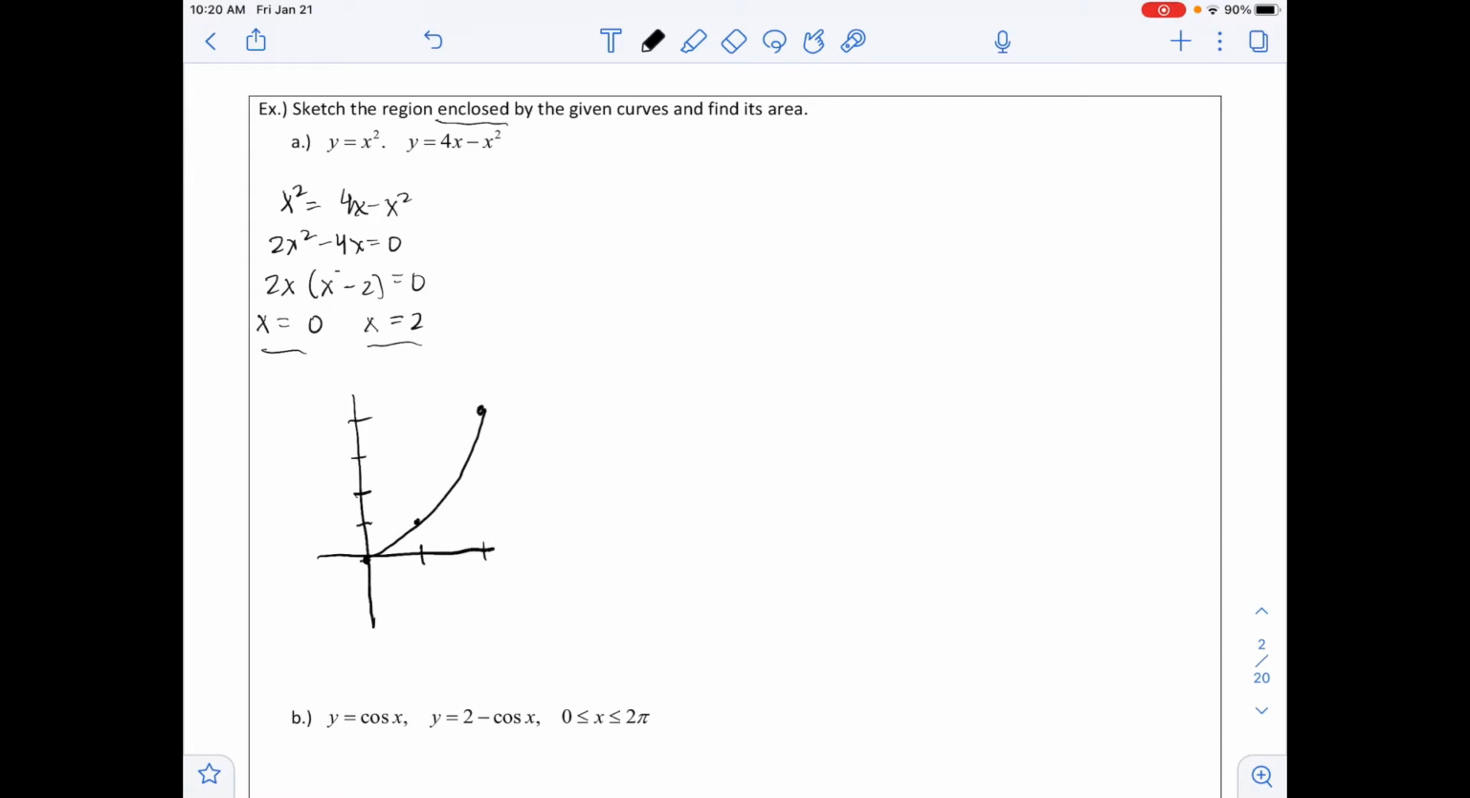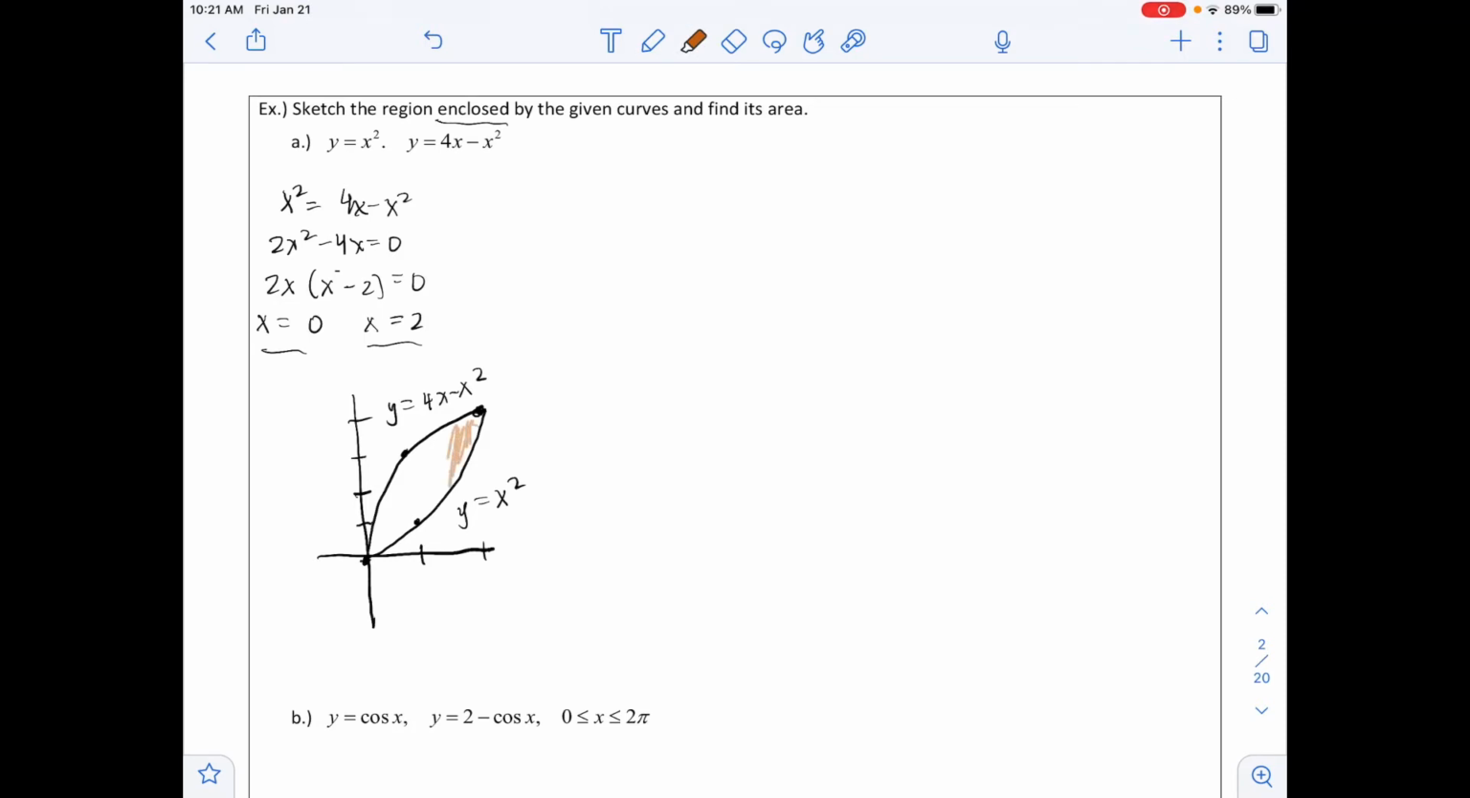And then graphing our second parabola, this is going to be 4x minus x squared. So substituting 0, it's at 0. When we substitute in 1, we get 4 minus 1, which is 3. And then substituting in 2, we also arrive at 4. And so our second parabola, which opens downwards, is actually our top one. So this is y equals 4x minus x squared. And the first one that we graphed is our bottom function, y equals x squared.